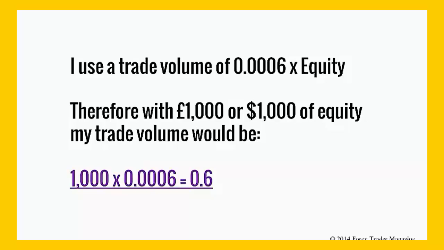Now, to put a definition on small, I use a trade volume of 0.0006 times the equity in my account. Therefore, if I had an account with £1,000 or $1,000 of equity, my trade volume would be 1000 times 0.0006, or 0.6. So in that volume box where we place the trades, I would actually be putting not 1, not 1.5, as you've seen in the example so far, but 0.6.